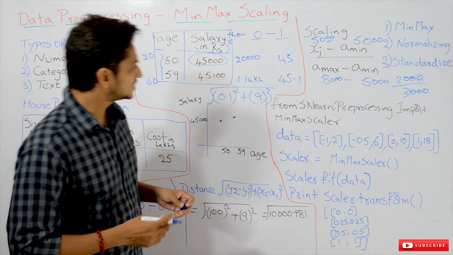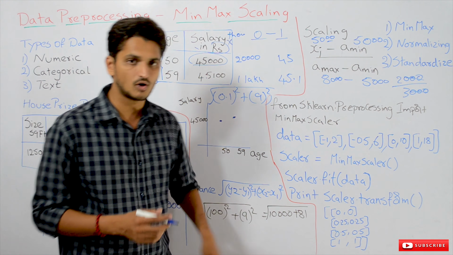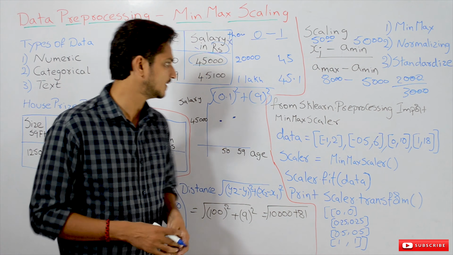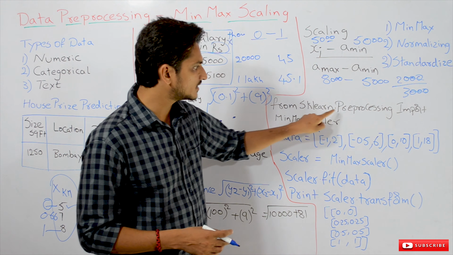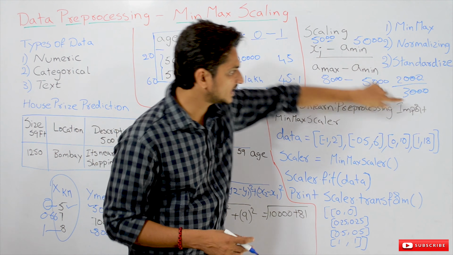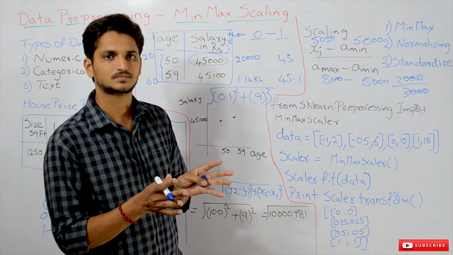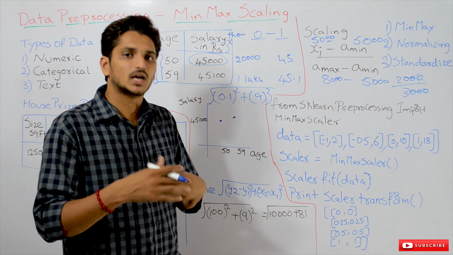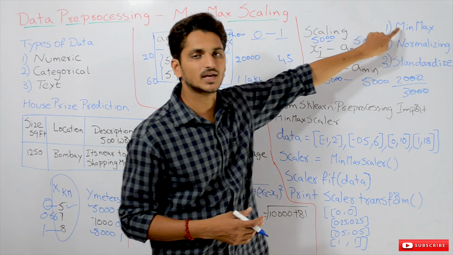So next, how do we do this in Python? Understand the code, how min-max scaling works in Python. The min-max scaling class is present in sklearn.preprocessing. This is the package. From this package, import MinMaxScaler. This is a class which we use to perform min-max scaling.